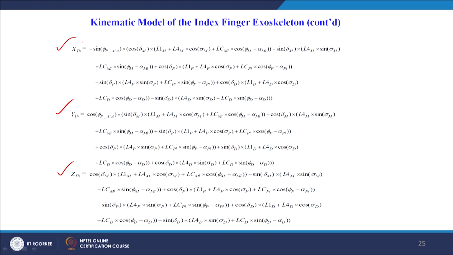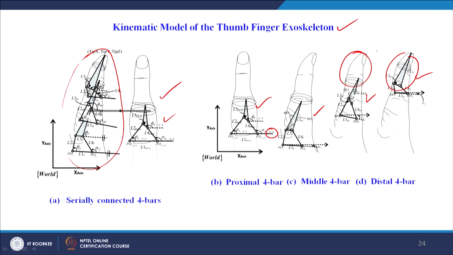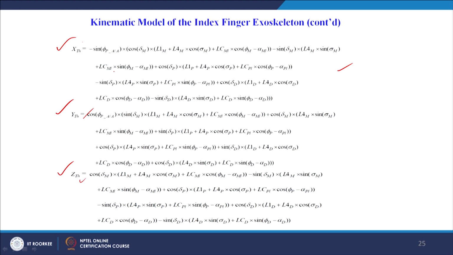Thus, it is given by x, y and z, given by this expression, which is also based on the angles, that is delta, sigma and phi of these 4 mechanisms, that is 4 bar mechanisms. The inputs, that is the joint variables, the generalized coordinates for this thumb exoskeleton, are theta p abduction adduction, theta m and theta t. These 4 joint variables are the generalized coordinates for this thumb exoskeleton.